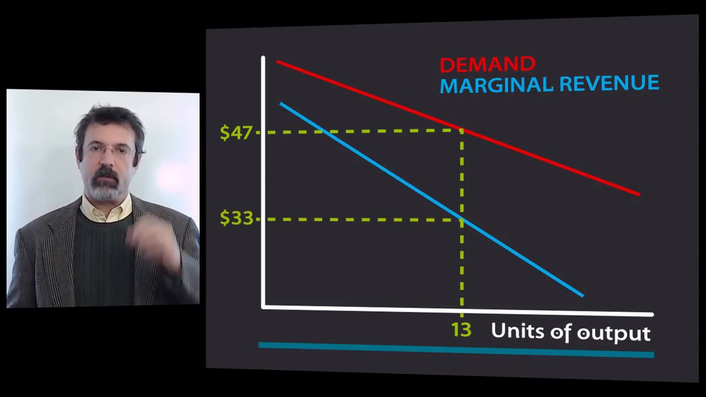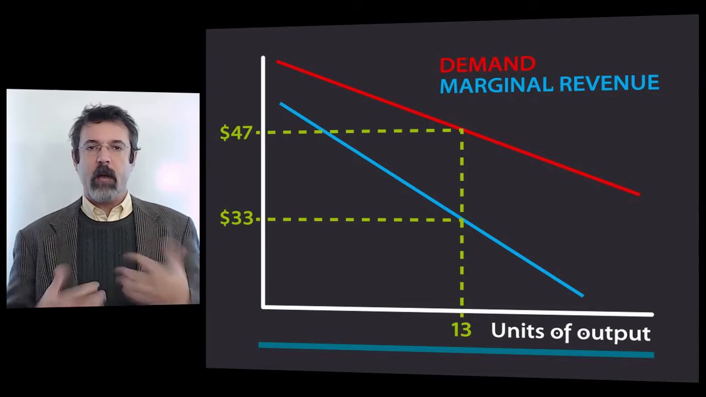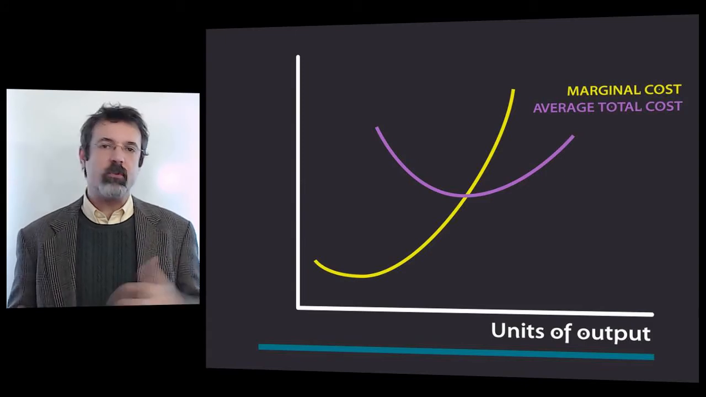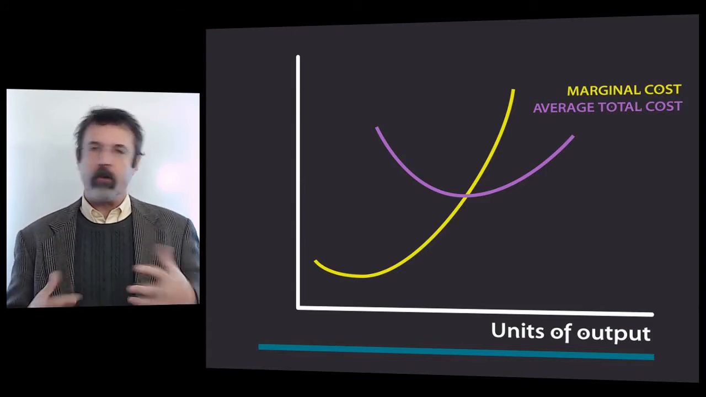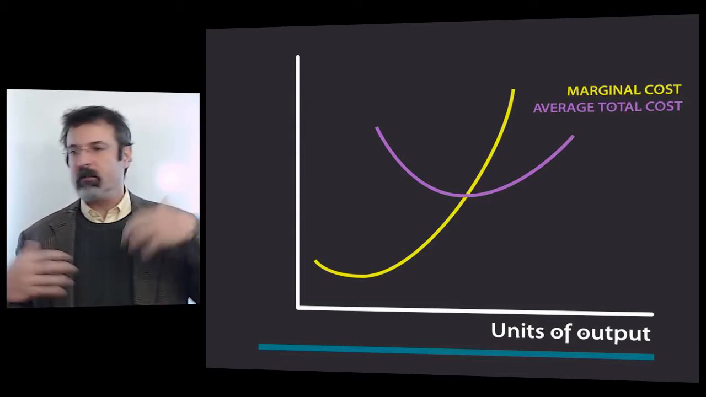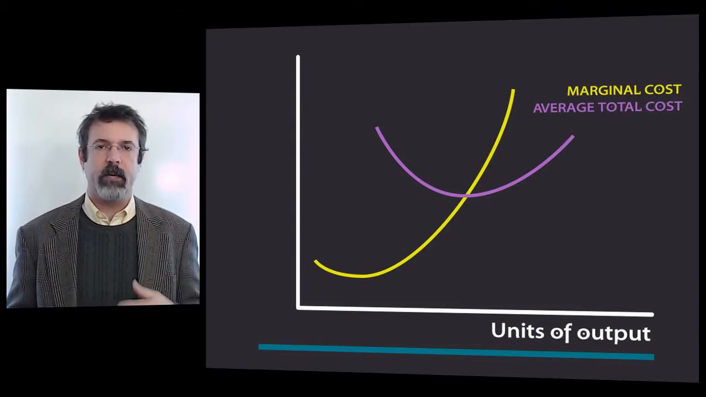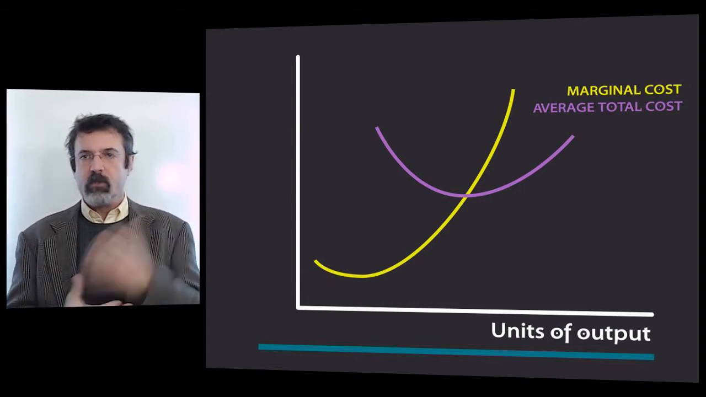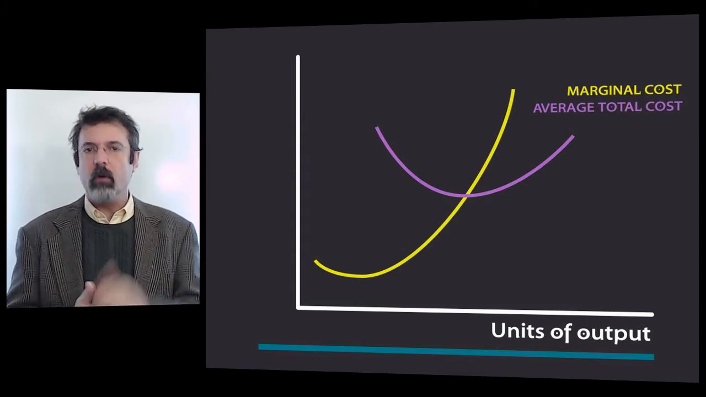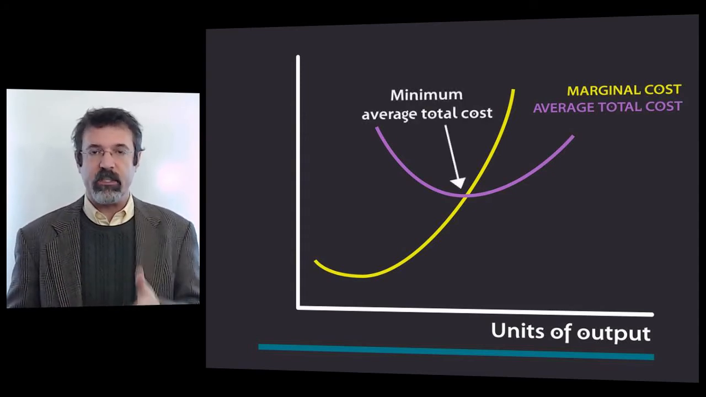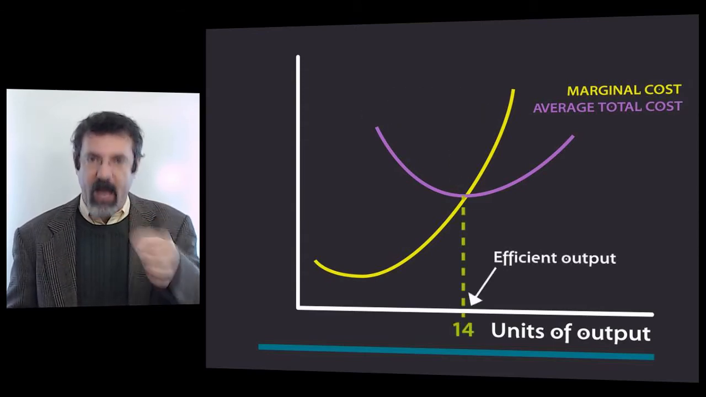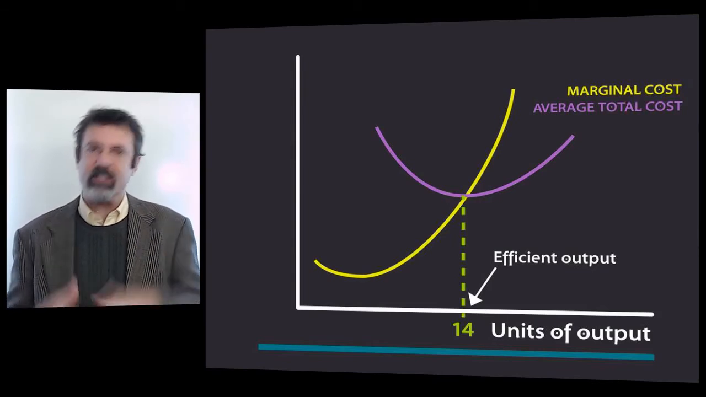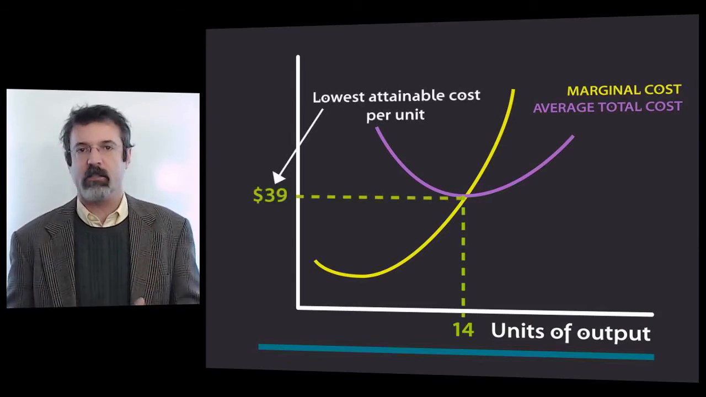Now let's think about the cost curves that the monopoly faces. Monopoly has a marginal cost curve and an average total cost curve, and these things look the same as they do for firms in other industries. So whether a firm is monopolistically competitive or an oligopoly or monopoly or purely competitive firm, the marginal cost and the average total cost curves look about the same. So here's the marginal cost and average total cost curves, and we know that the firm's efficient output is 14 units. This is the minimum average total cost the monopoly is capable of attaining. So when the monopoly produces 14 units, its cost per unit is the lowest possible.